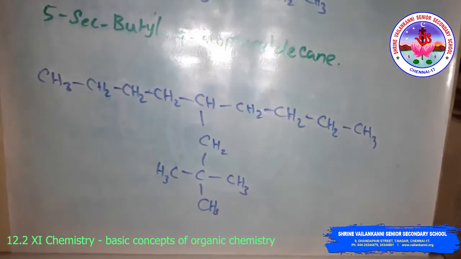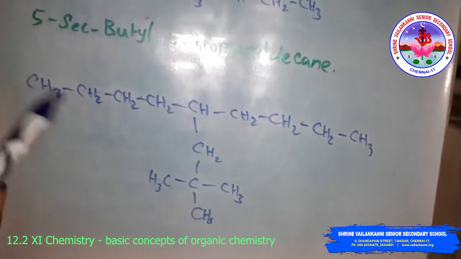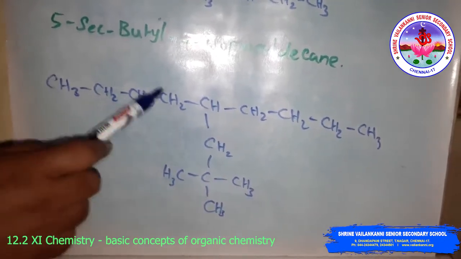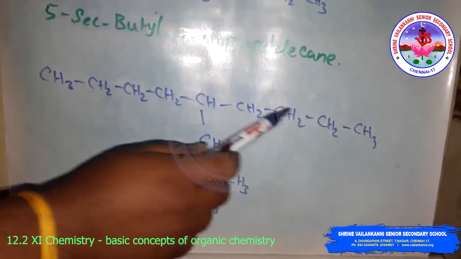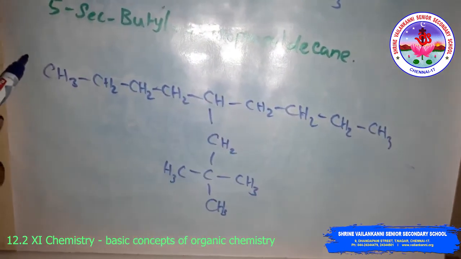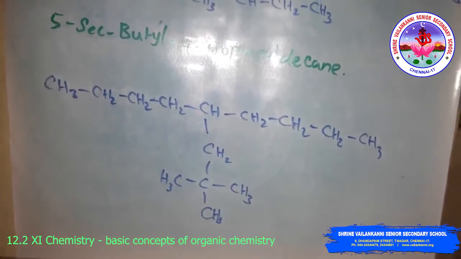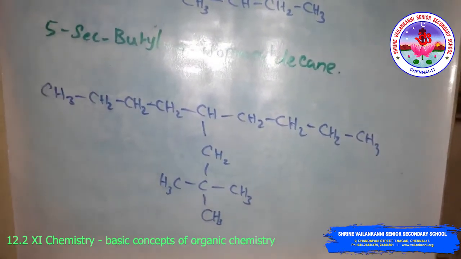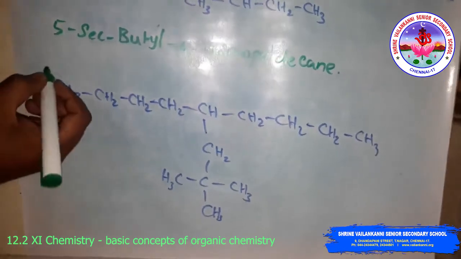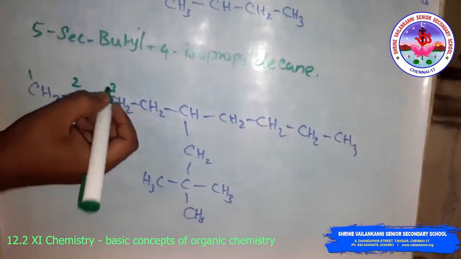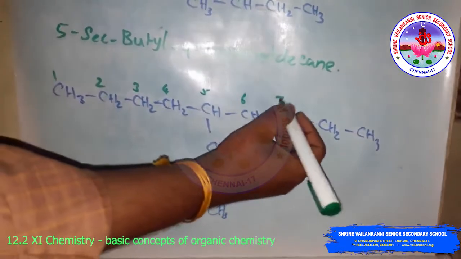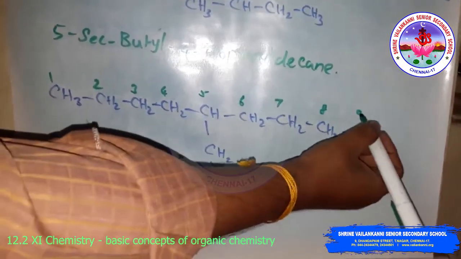First, look at the parent chain here. 1 2 3, that is the longest chain. 1 2 3 4 5. 1 2 3 4 5. You can give numbering on both sides, either left to right or right to left. You can use it any way. So here I'm going to use right to left, like this: 1 2 3 4 5 6 7 8 9.